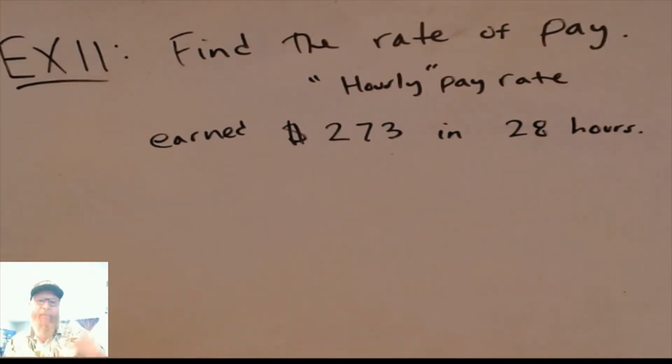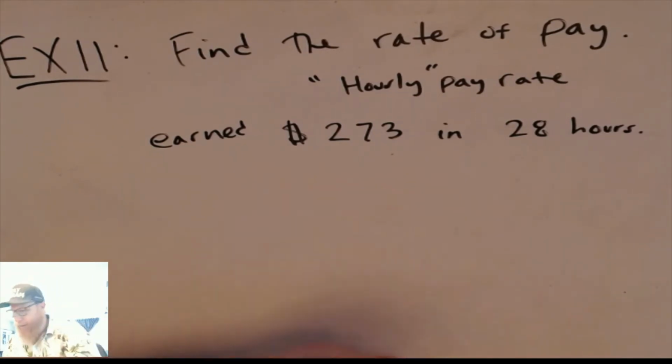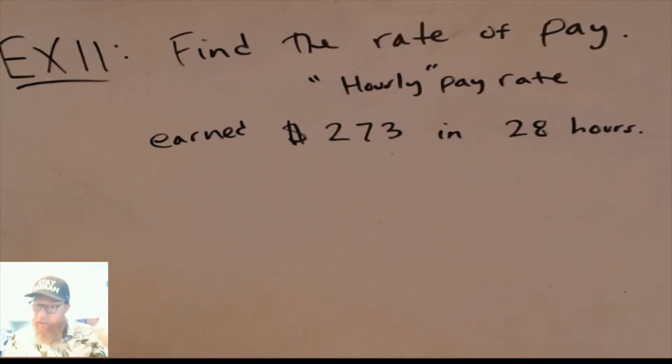All right. Now, I'm not going to get into the taxes and the withholdings and all of that stuff in chapter 6, coming pretty soon. It gets a little more complicated. Let's just assume that everything is just under the table here. You're just being paid $273 in cash, and you've worked 28 hours, and we want to figure out how much you're getting paid per hour.